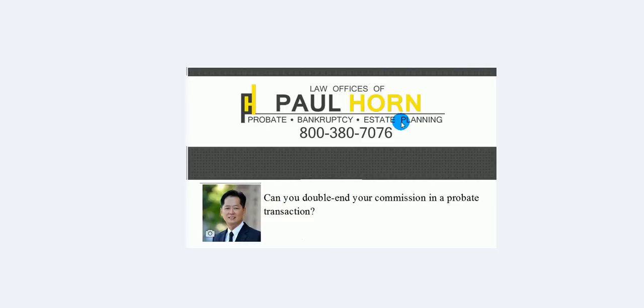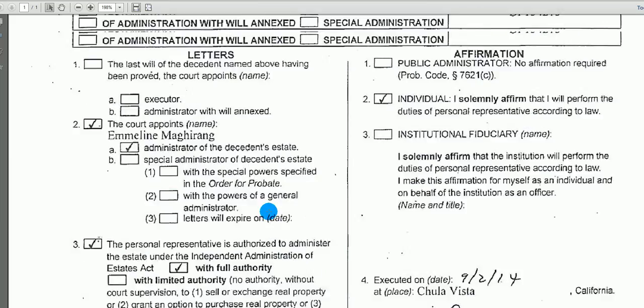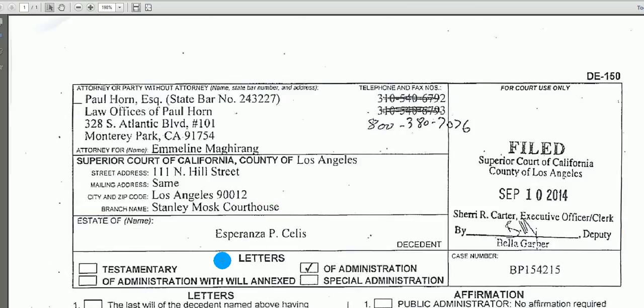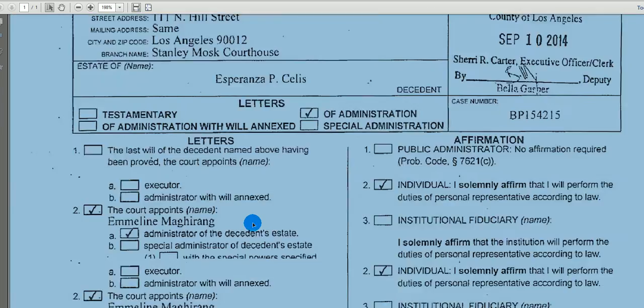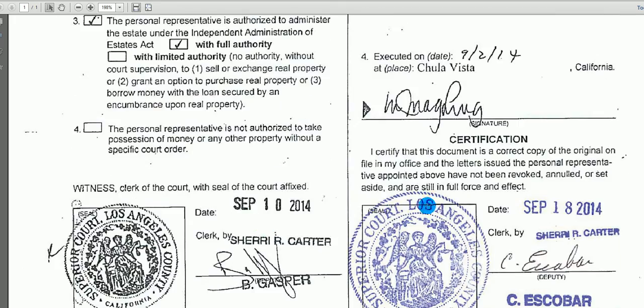The question of the day is this: if you have a probate listing, can you double end your probate transaction? In any real estate transaction or probate, the first piece of paper I want you to look at is called letters. Take a look at letters. Letters is a court form, DE 150, issued by the court. It's going to have the court certified seal here. See this seal by the court?